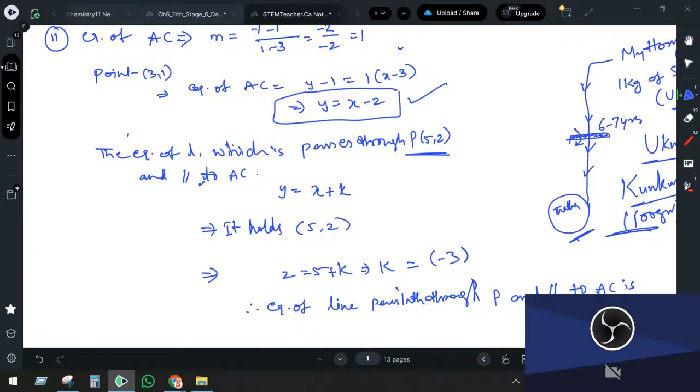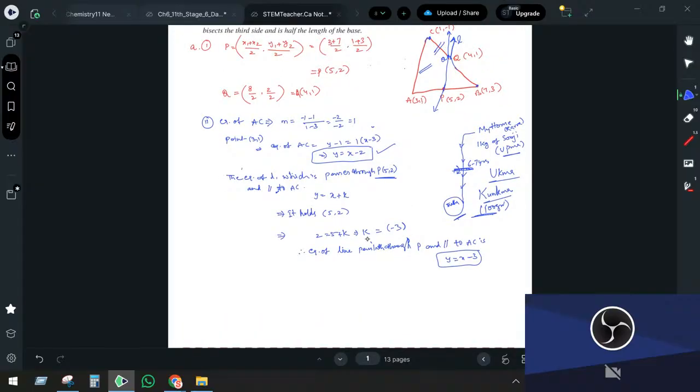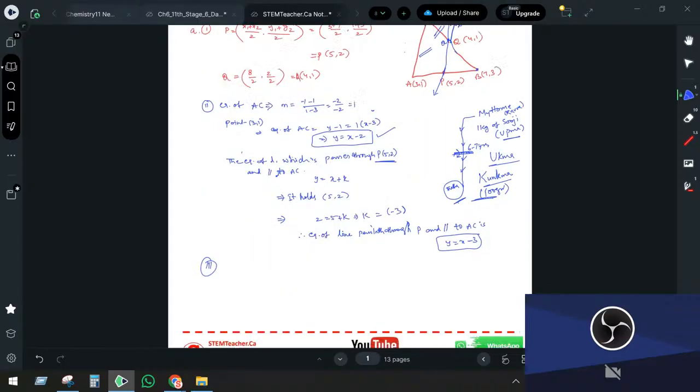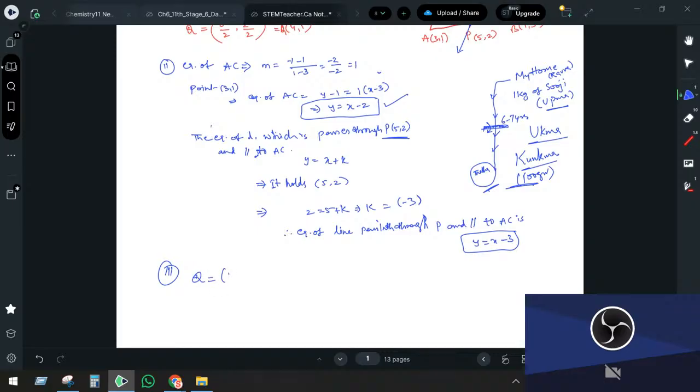This is the solution. Previously, what we did, we evaluated the line PQ. In the third case, show that Q lies on L. Q is (4, 1), which lies on L if y = 1 and x = 4 gives 4 - 3 = 1. Therefore, Q lies on L.